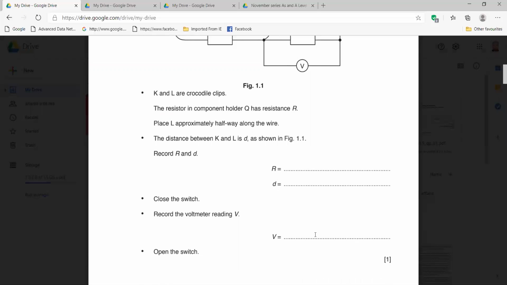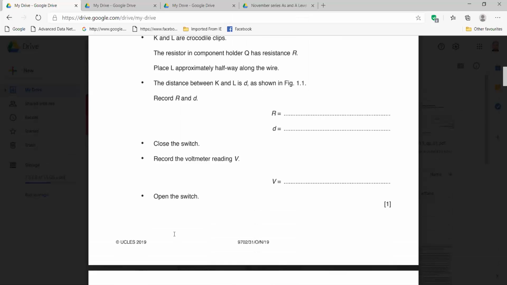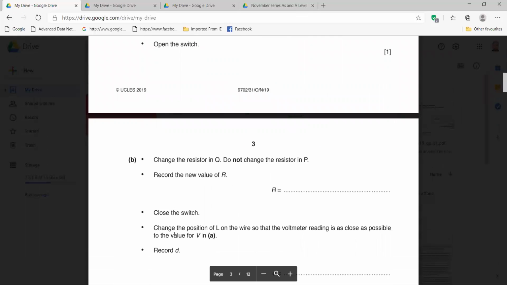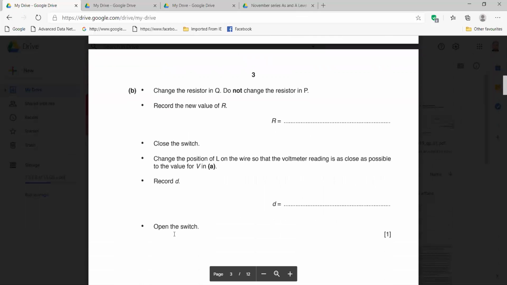Okay, and you have to check from the voltmeter. That means we are using a multimeter, right? In the multimeter, whichever scale we are following, we have to put that unit. If it is millivolt, we have to put millivolt there. If it is volt, then we have to put volt there. Clear? You should check the scale over there. Then they are saying open the switch. You will open the switch, then change the resistor in Q.